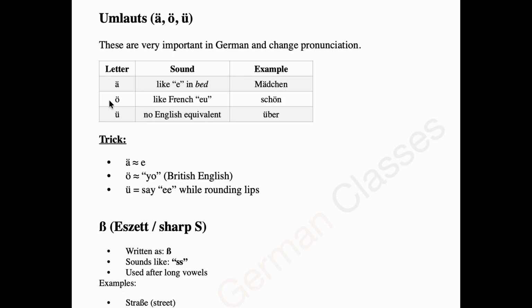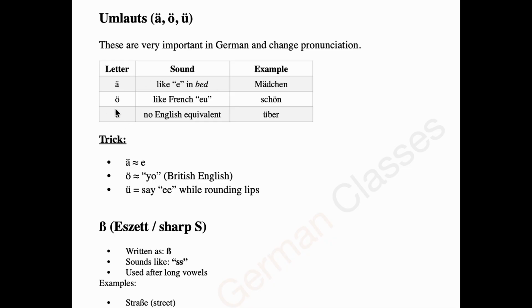Next is o umlaut. So o had the sound of o, right? And o umlaut has a sound of yo. O umlaut has a sound of yo. Example, schön. This is schön.